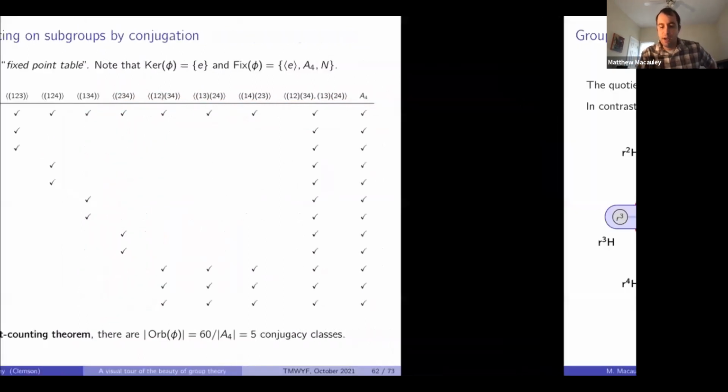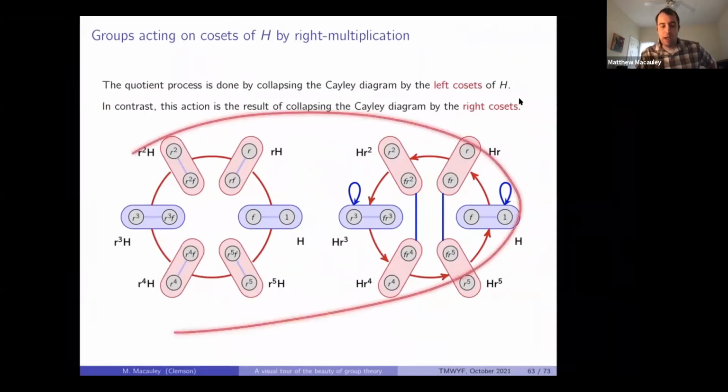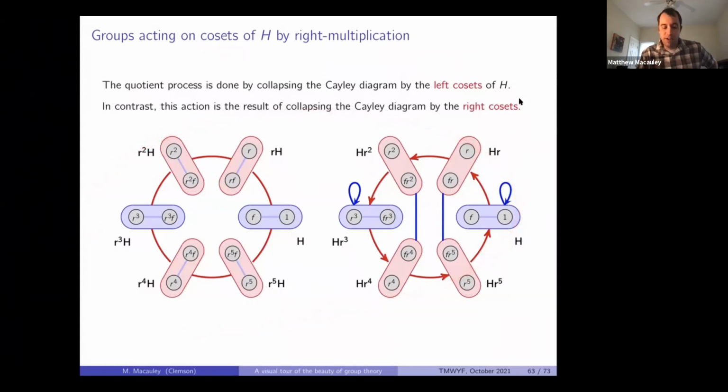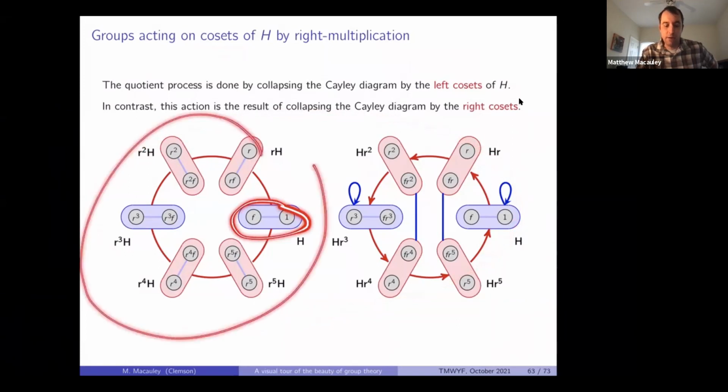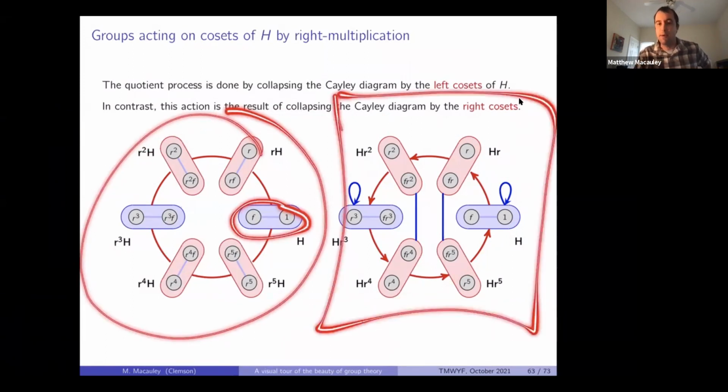It's fun to explain that groups act on cosets by multiplication. This is not a normal subgroup. If you try to quotient by it, you're going to fail. This is not a Cayley diagram. But if you collapse by the right cosets, what you are doing is acting on it by multiplication. You get this diagram, and this is fun to play with and analyze.